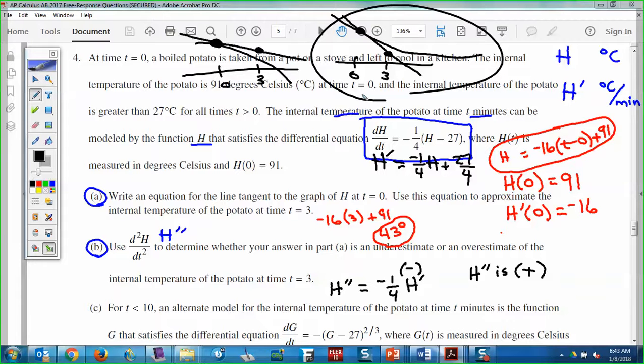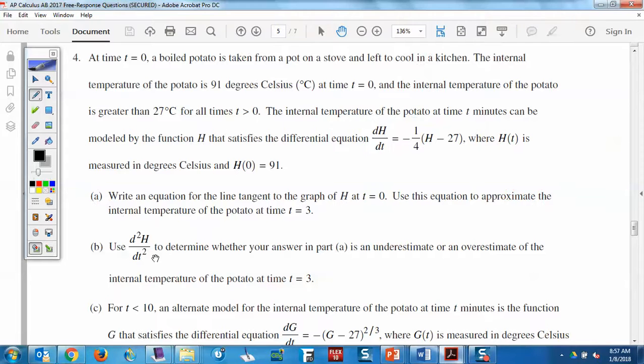Since H is concave up, the tangent line will be below the curve, and so our approximation in part A is an underestimate. That's what we've been saying. See how you use H double prime, you can't just say that it's cooling, like Newton's law of cooling kind of thing. Because of use H double prime, right? They're real careful in their wording of how they want you to do that.